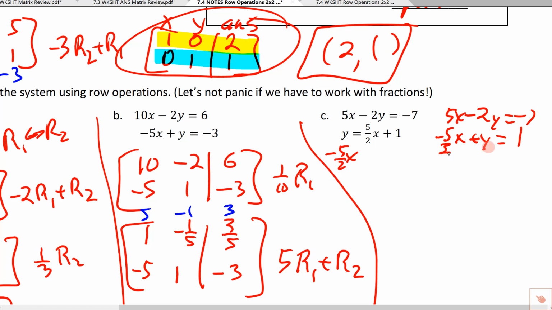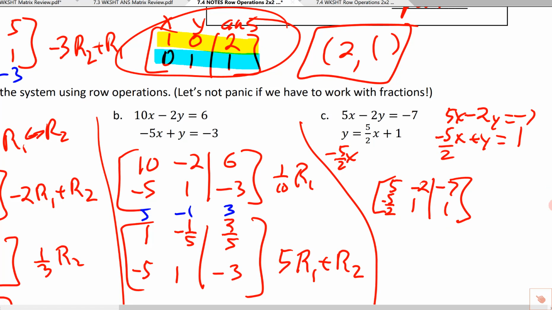Does anybody see a way that we can get out of those fractions? Multiplying by 5. Not 2. You could write this down: 5, -2, and -7, and then -5/2 and 1 and 1. That would work just fine. Nice job. Does anybody see how we could get rid of the fractions on the second one? Why don't you just multiply the bottom one by 2? Could we multiply the bottom one by 2? Yes, we could.